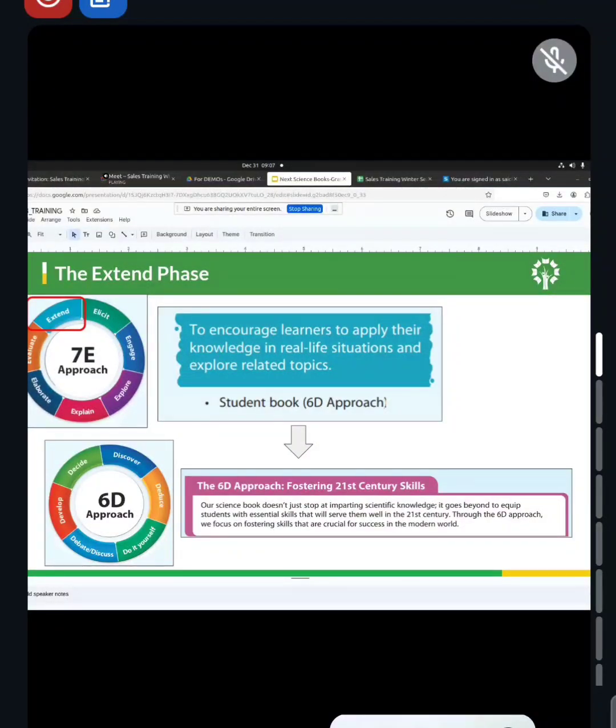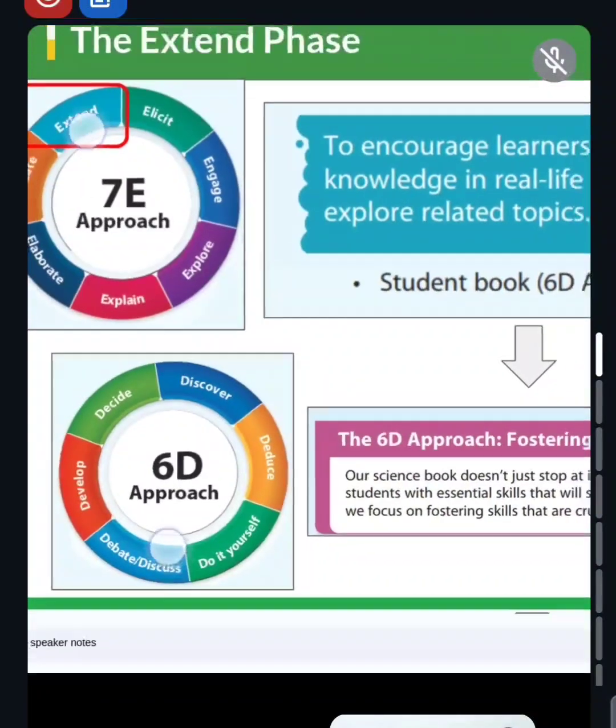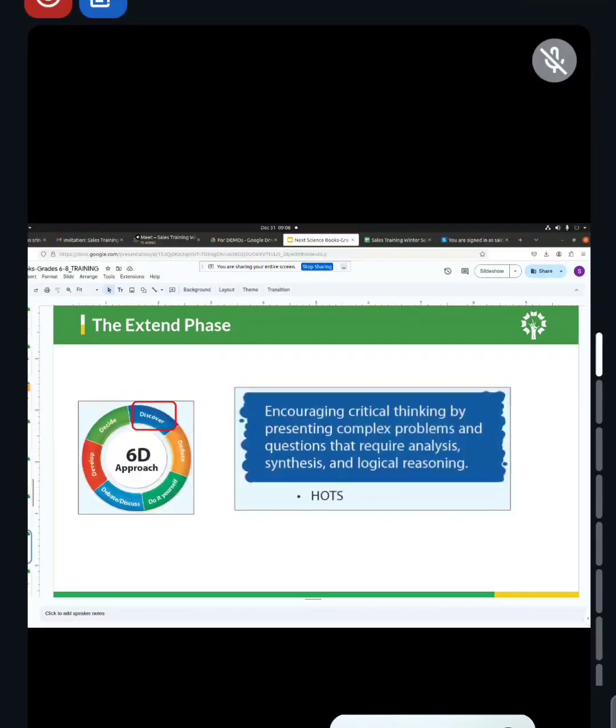And finally we are at the last E, which is the extend. So extend is all about encouraging learners to apply whatever knowledge they have read in the chapter to real life situations. So how do we do that? We do that by solving the student book. The student book follows something called a 6D approach. So let's check how the 6D approach looks like. The various components of the 6D approach are discover, deduce, do it yourself, debate and discuss, develop and decide. So all this comes under the 6D approach. We'll go through them one by one.